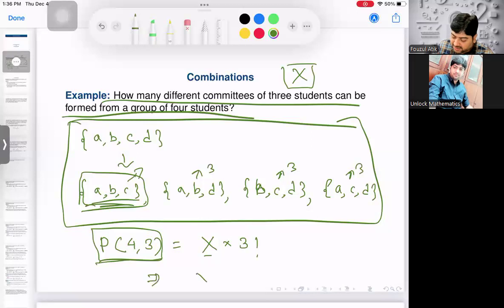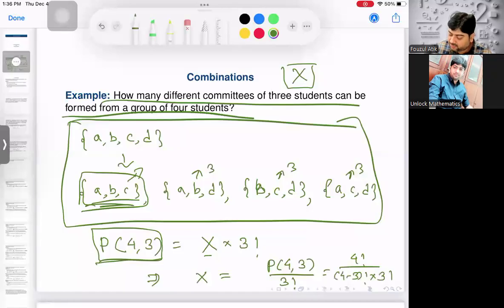Therefore, what is your answer? Your answer X is equal to P(4, 3) divided by 3 factorial. Now, what is the value of P(4, 3)? It is 4 factorial divided by (4 minus 3) factorial, and 3 factorial was there in the denominator. If you simplify it, you also get 4. See, we have done it manually and we got 4 ways you can select them, and we got the answer for this question X equal to 4 as well, right? So we tried to connect it with the permutation, because for permutation we know that by the product rule you can do this count, right?